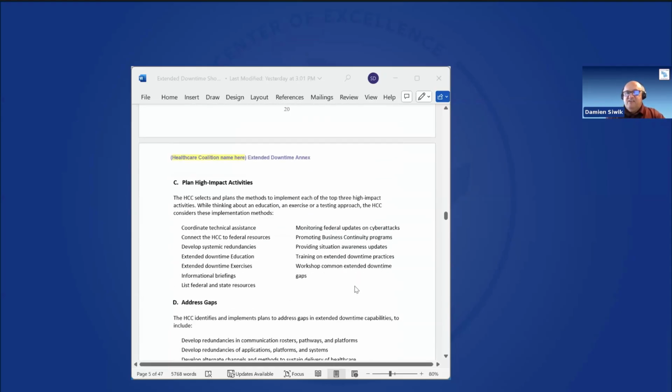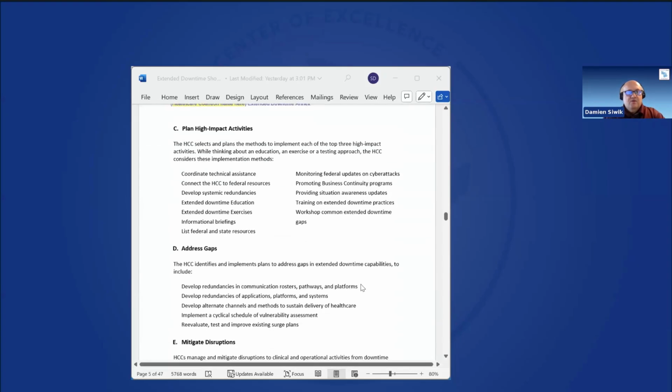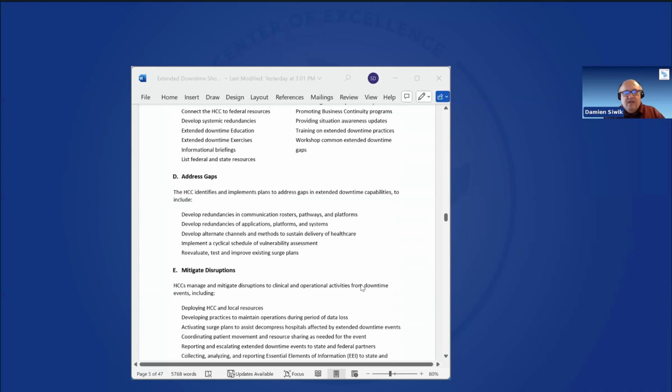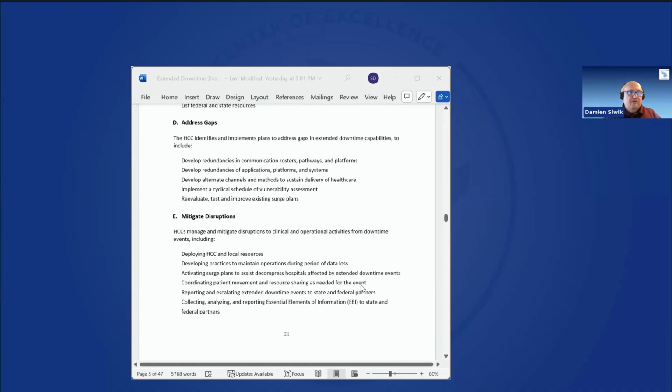Some various high impact activities that could be used to address the specific gap. And we added a few here, these are recommendations or options specifically for extended downtime. Of course, potentially develop redundancies in those various systems, communication systems, redundancies in applications, platforms, develop alternate channels and methods to conduct that activity and sustain delivery of healthcare, implement a cyclical schedule of vulnerability assessments, and reevaluate, test, and improve existing surge plans with the idea that an extended downtime event may cause a surge or a surge-like situation for the hospital being impacted, which, of course, the Healthcare Coalition would then seek to address.